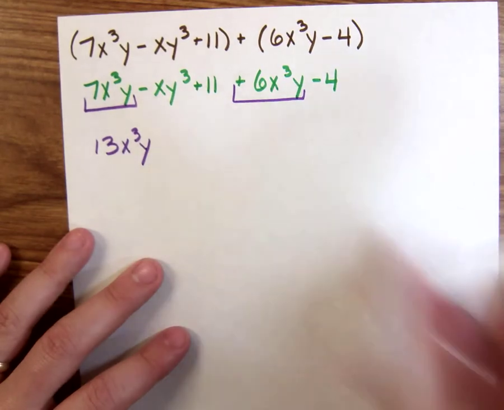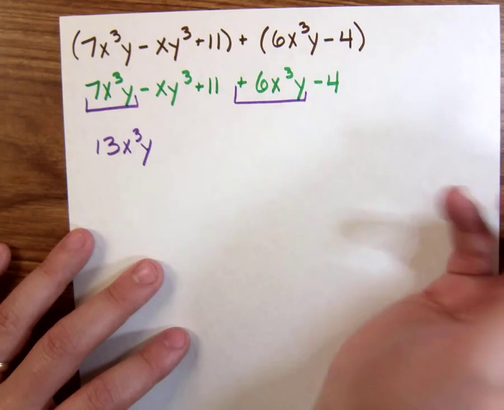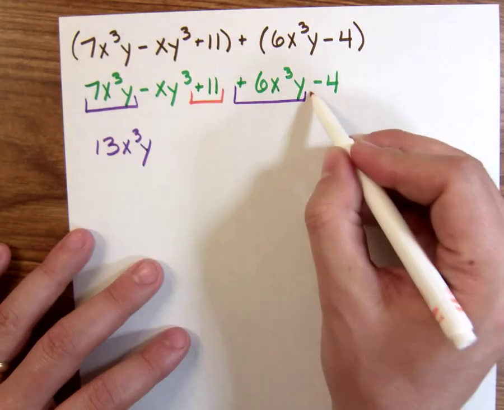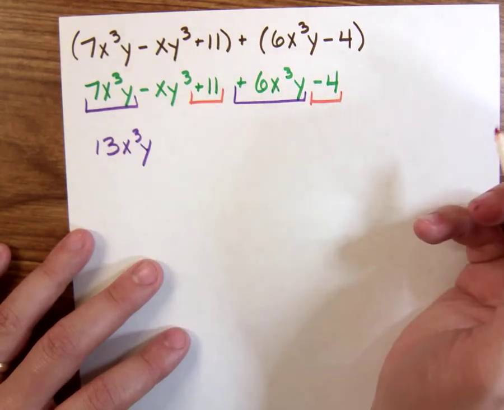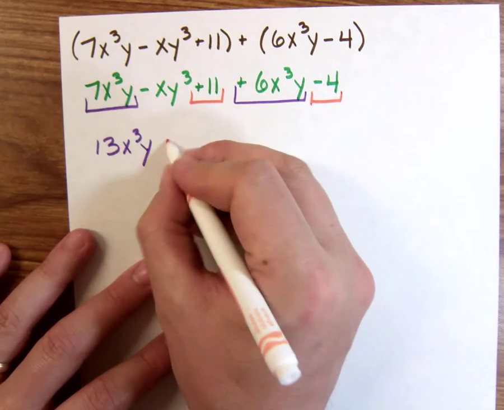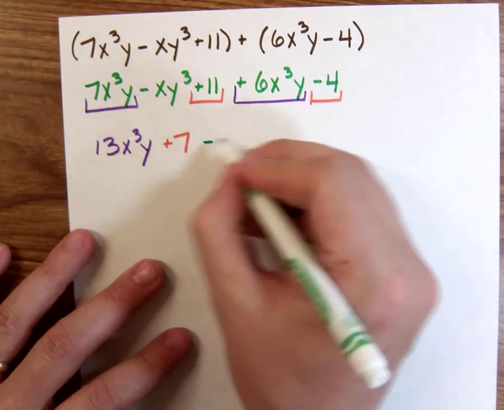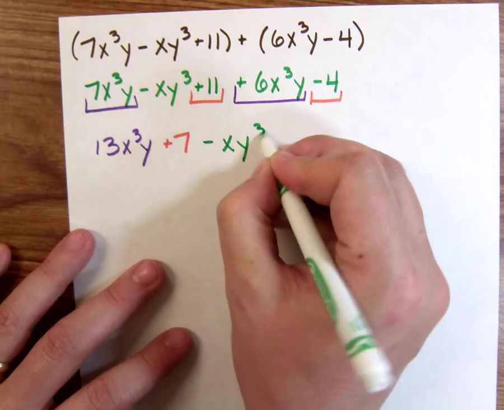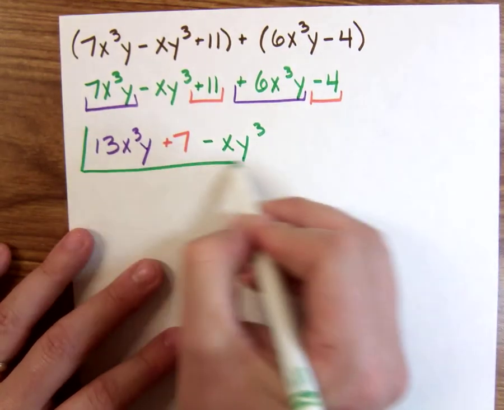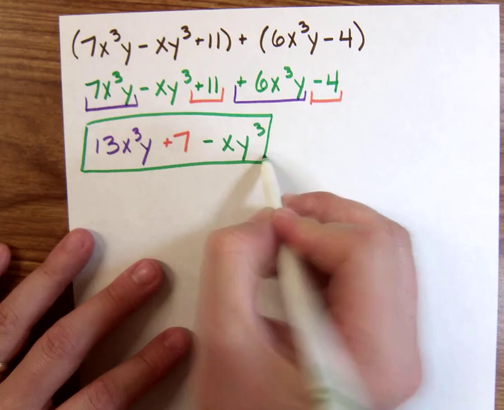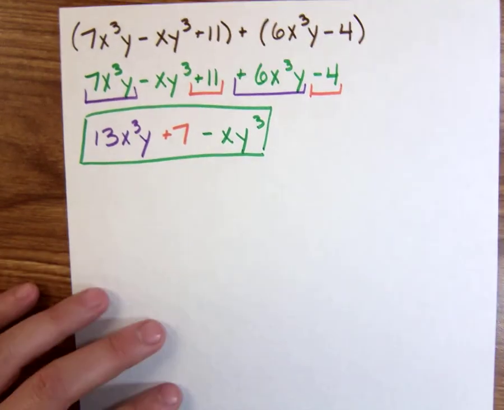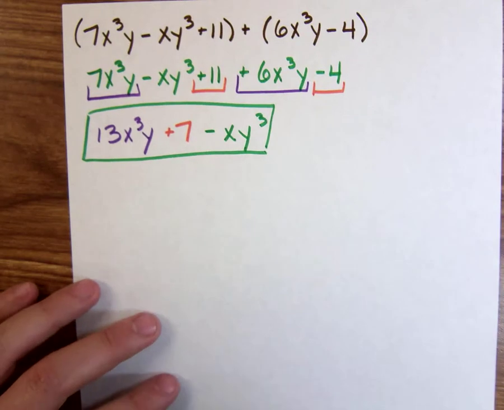What else can I combine? Yeah, how about the 11 and the minus 4? What is that when I combine them? Positive 7. And then I'm sorry to say our little xy cubed has no friends. Poor guy. And there it is. Hey, that's not bad. I could almost live with that.